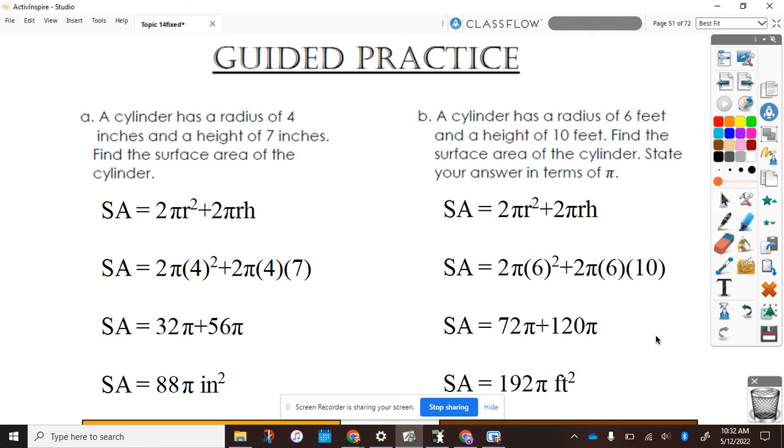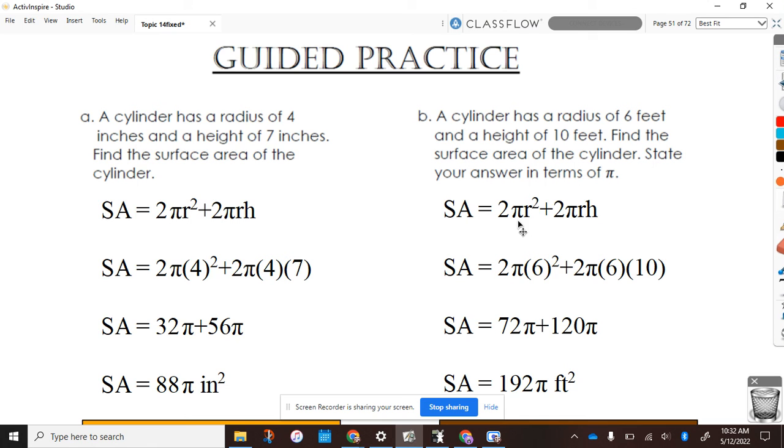All right, here's what I got for problem B. We've got that same formula. We plug in our radius of 6 and our height of 10, and then we just simplify stuff down. Our answer in terms of pi, 72 plus 120, 192 pi. There we go.